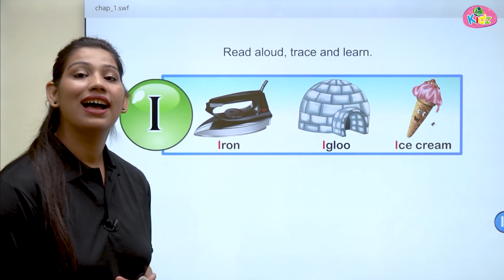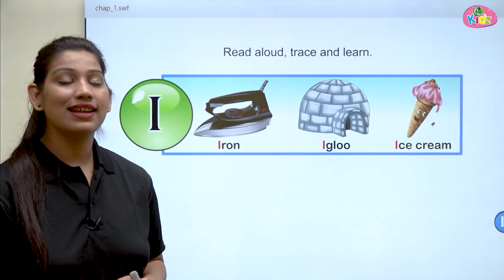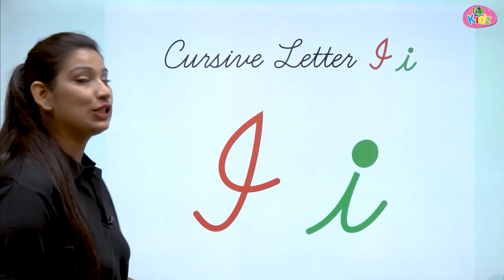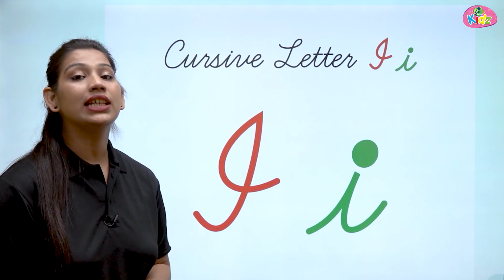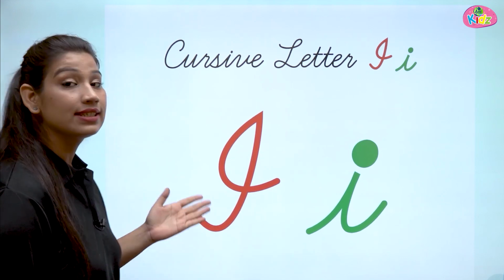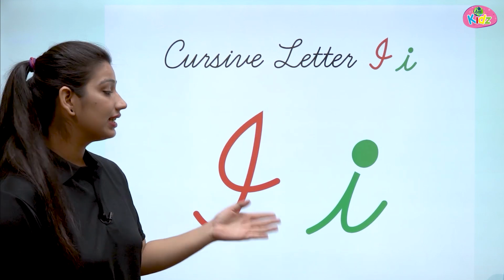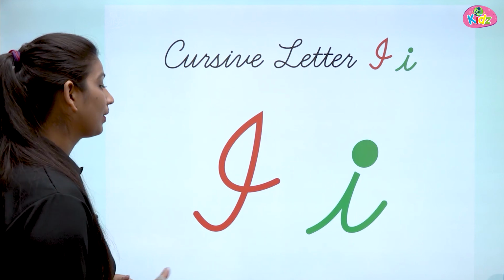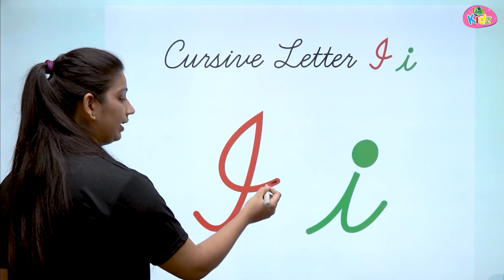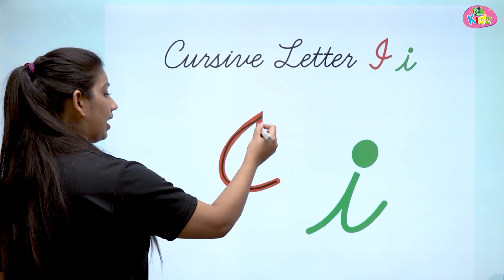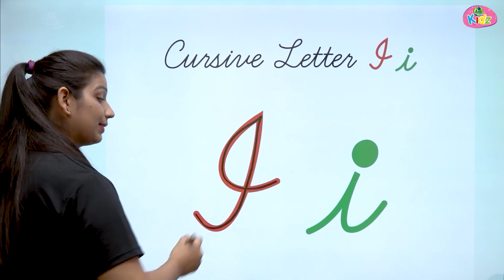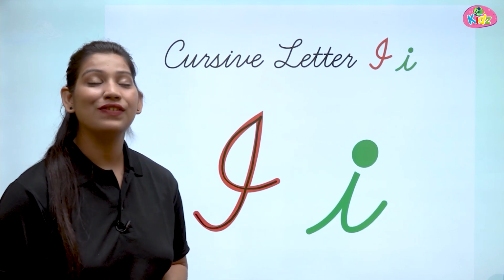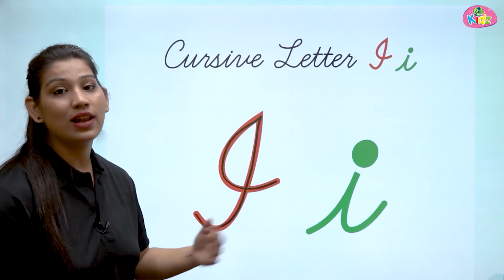Now, let us understand how to write it. Letter I is very easy to write. These are in cursives. This is capital cursive I. This is small cursive I. Let's understand how to make it. You first have to start from this line, go upwards and take it downwards like this. This is your capital cursive I.